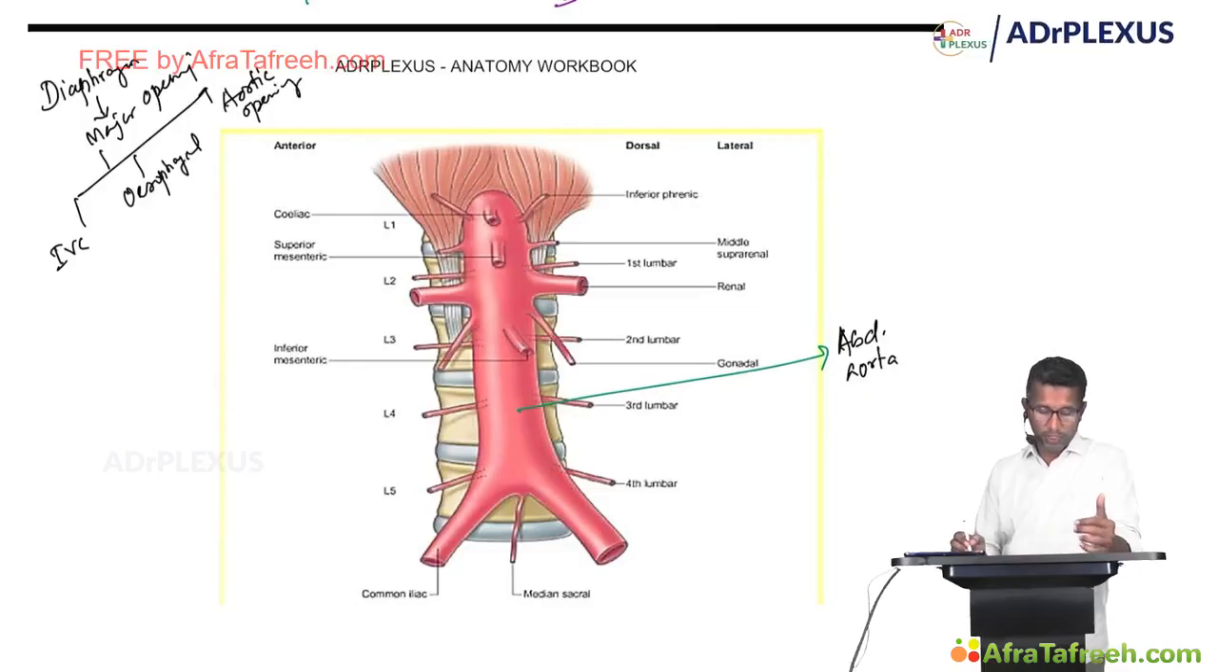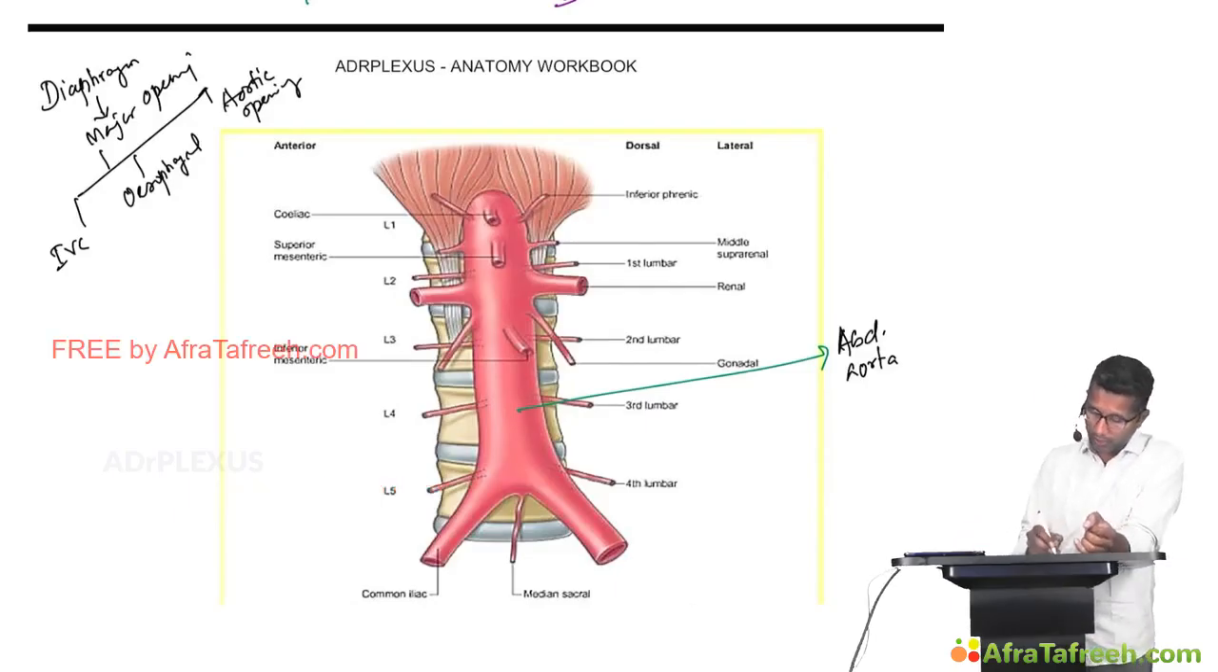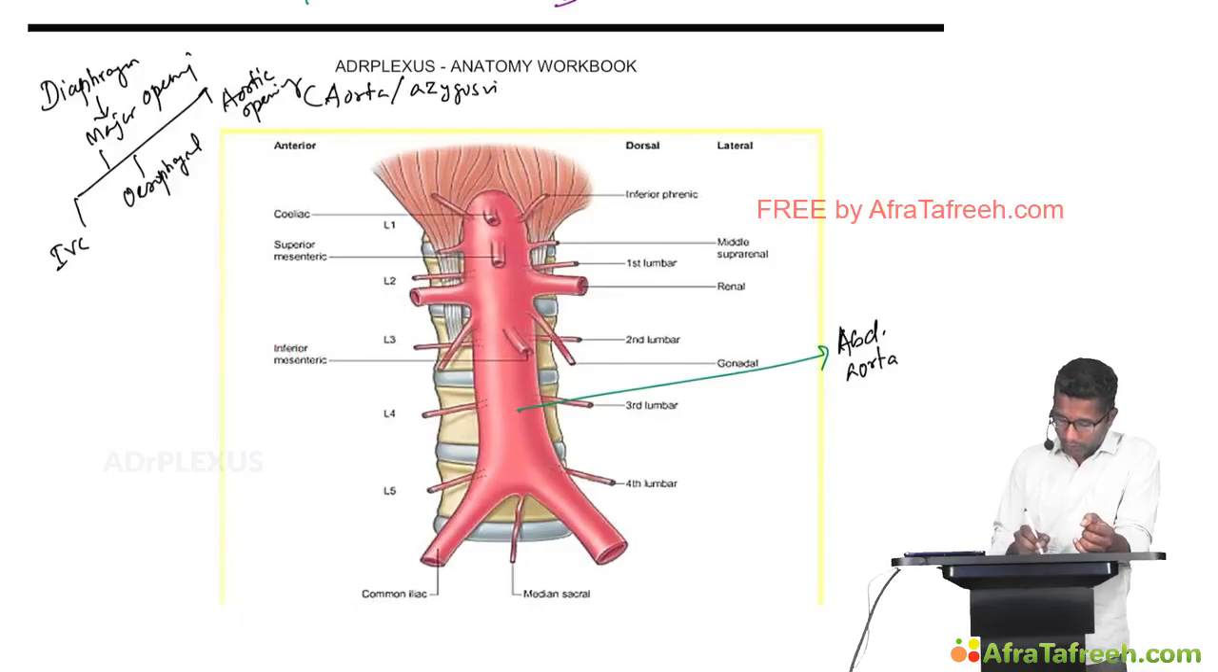Through the vena cava opening runs the IVC, through the esophageal opening runs the esophagus and the vagus nerves, and through the aortic opening runs the aorta. The azygos vein and the thoracic duct also run through the aortic opening, along with the aorta.